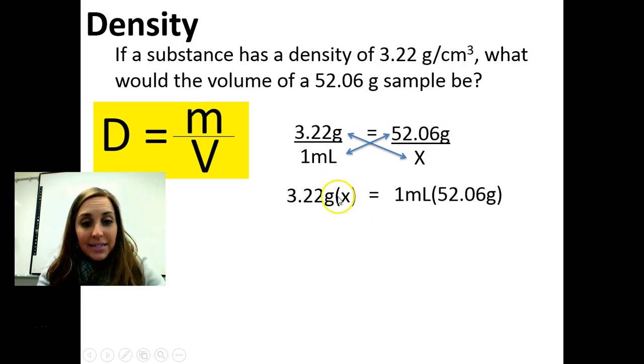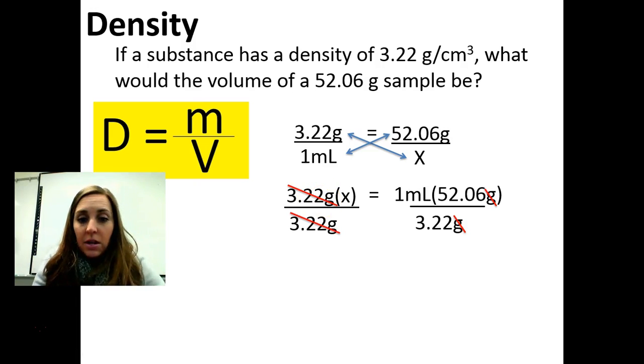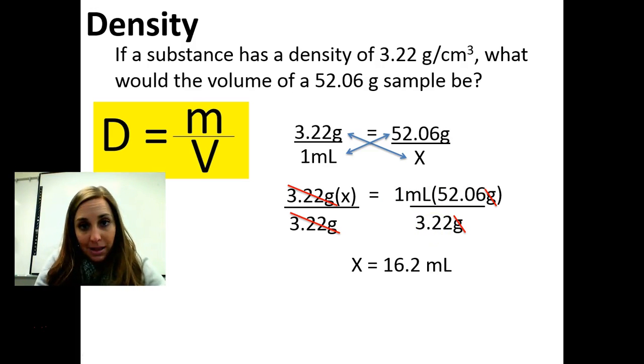You want x by itself, so you're going to divide by 3.22 grams. If you divide on the left, you have to divide on the right. Notice this whole thing cancels, and over here, if you have grams on the top and grams on the bottom, that cancels. So you just do the math. 1 times 52.06 divided by 3.22, so you have 16.2 milliliters.